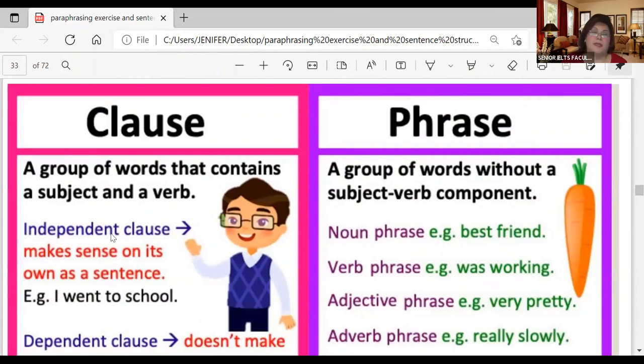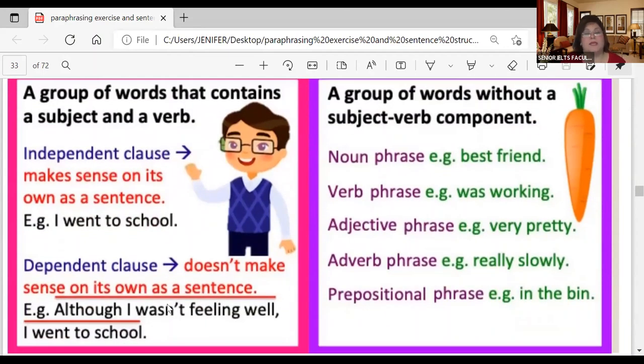One is the independent clause. One is the dependent clause. An independent clause makes sense on its own as a sentence: I went to school. A dependent clause doesn't make sense on its own as a sentence: Although I wasn't feeling well, I went to school.